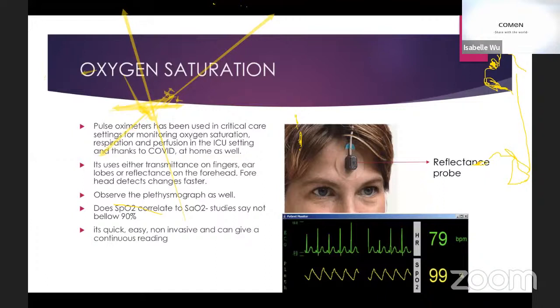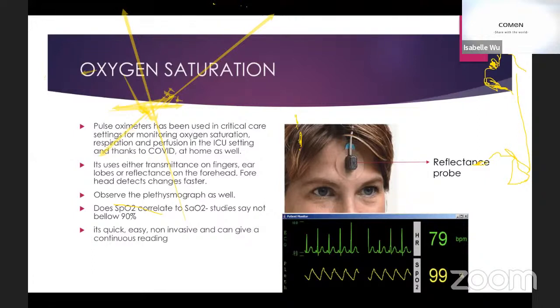Which are the finger probe and the earlobe probe, but we can also use the reflectance probe, which is placed on the forehead, as you can see in this picture, sorry. And studies have actually shown that the reflectance probe detects hypoxia faster than the transmittance probe. It might actually just be because of its position, but it's a bit more accurate in detecting hypoxia. It's faster. It was faster by about 23 seconds than the transmittance probe.